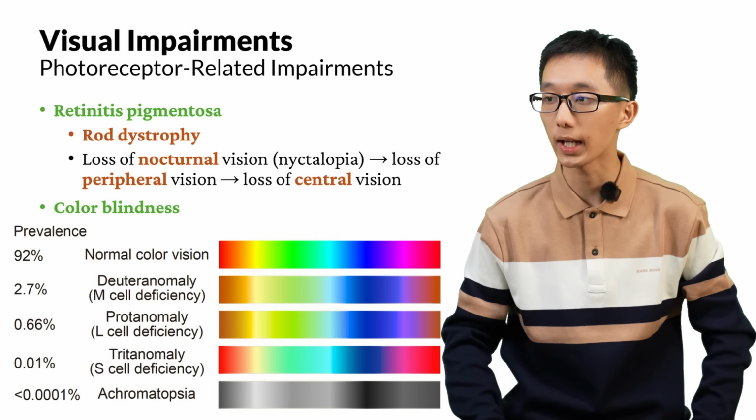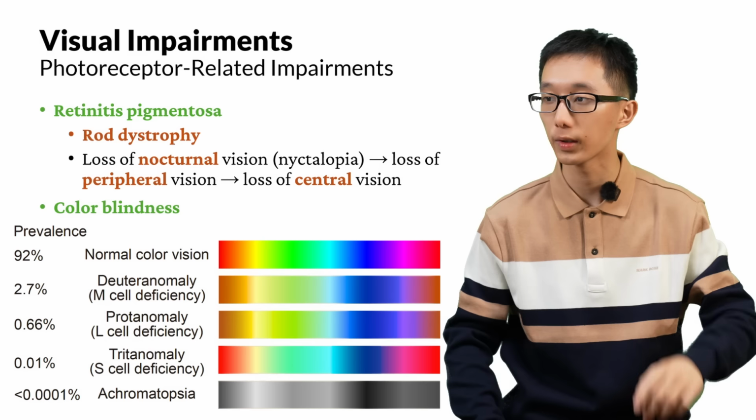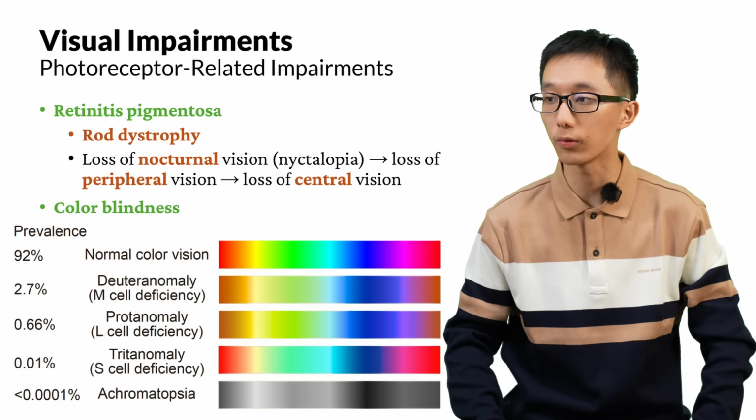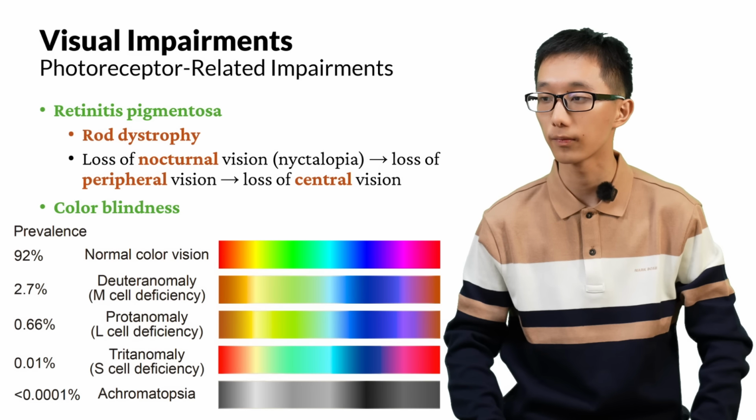That is also why boys are more likely to get these color blindnesses than girls, because girls have 2 X chromosomes and boys have only 1. Since this is usually a recessive gene, boys are more likely to get this color blindness. And tritanomaly is a case where there's S cell deficiency, a lack of blue cone receptors. This is rather rare. And achromatopsia is a case where all cone receptors are non-existent.